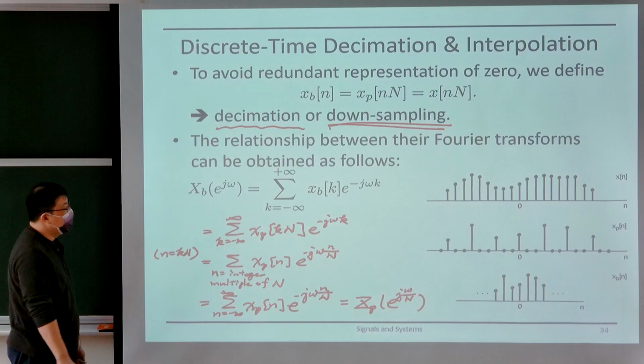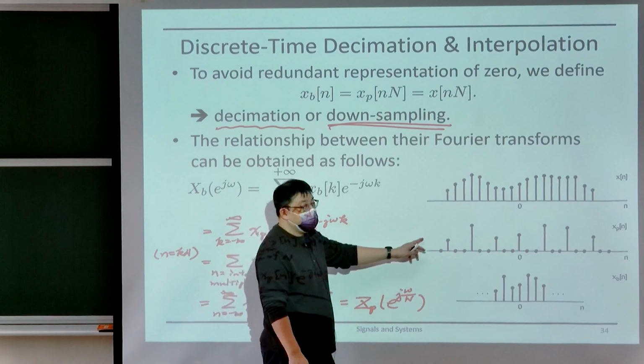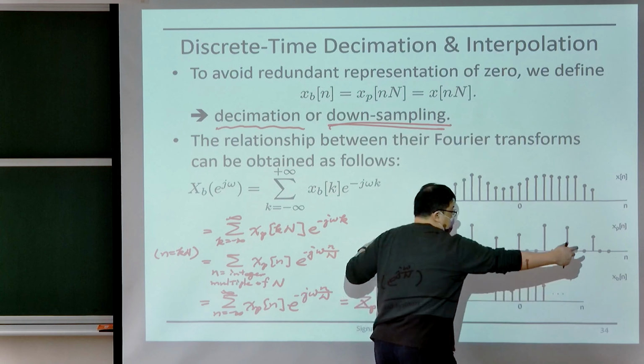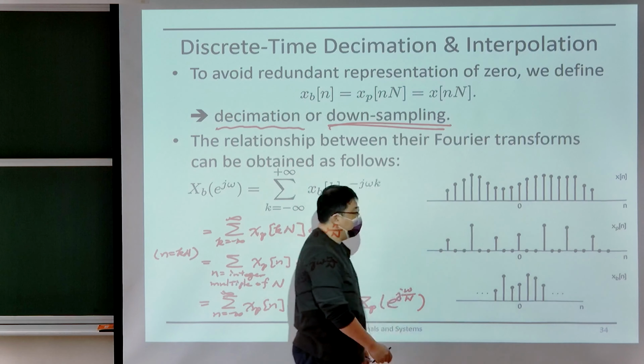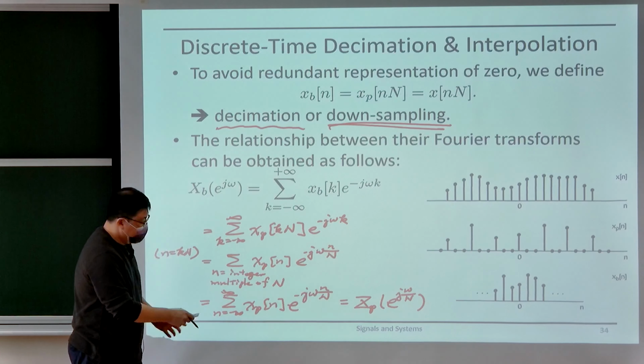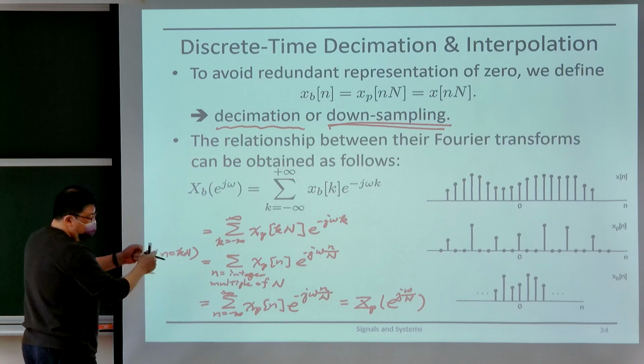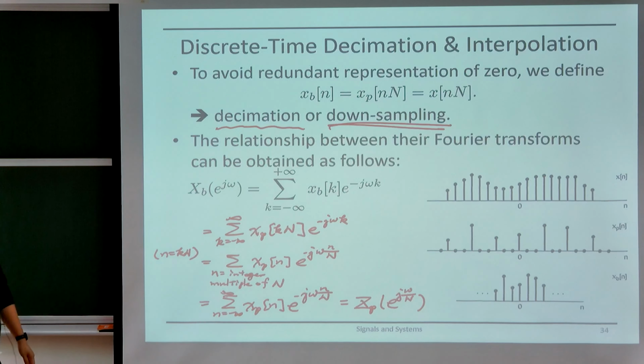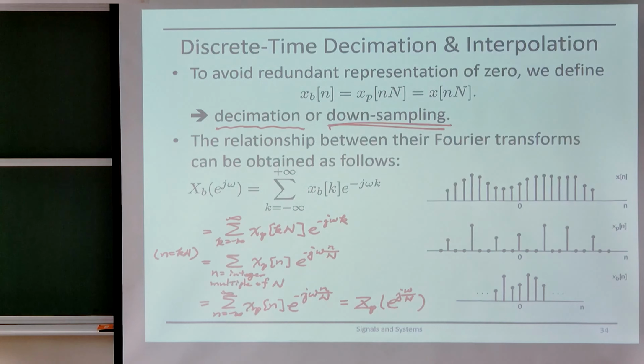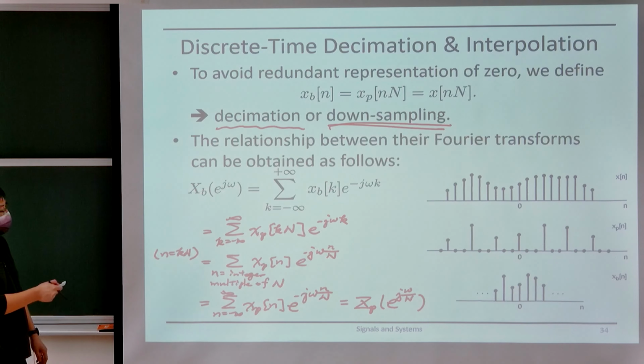Okay? So if you compare xp with xb, you're compressing the signal in time. So in the frequency domain, you're stretching it out by capital N. Okay? So let's take a look at what it looks like.